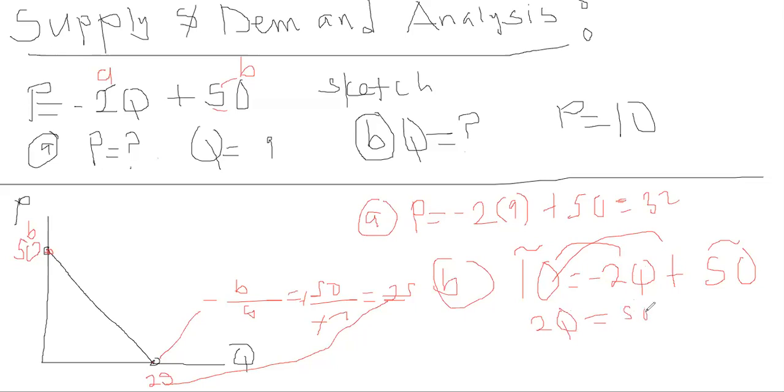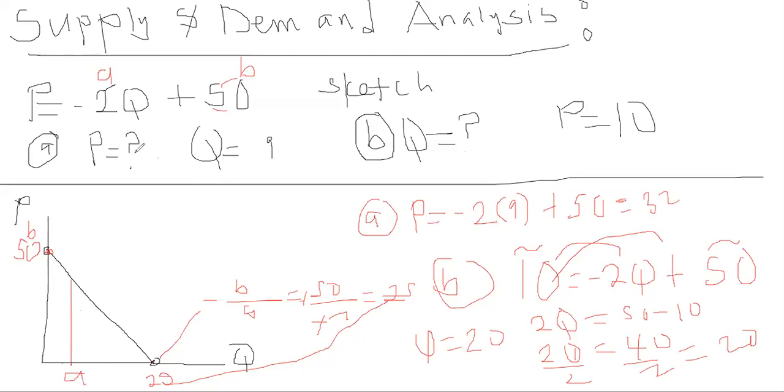So it will be 50 minus 10, and 2Q will be 40. So we divide both sides by 2, then the answer will be 20. So the quantity will be 20. So we can even say that if the quantity is 9, then the price will be 32.